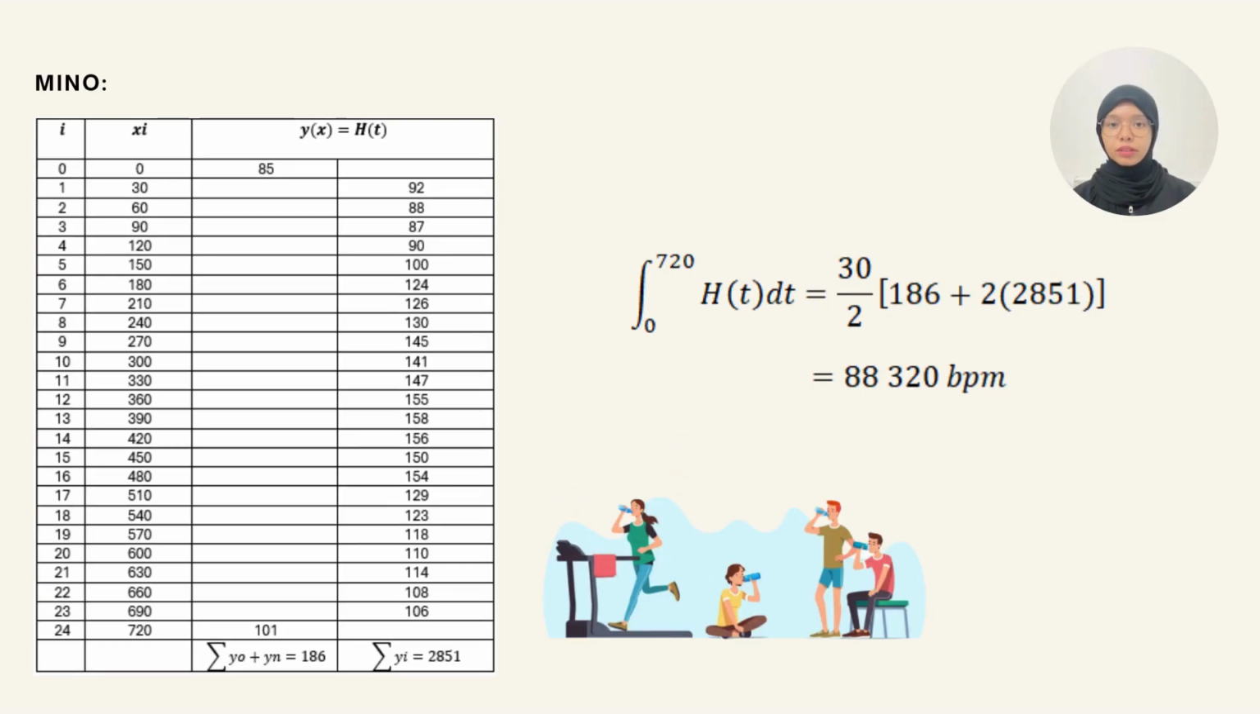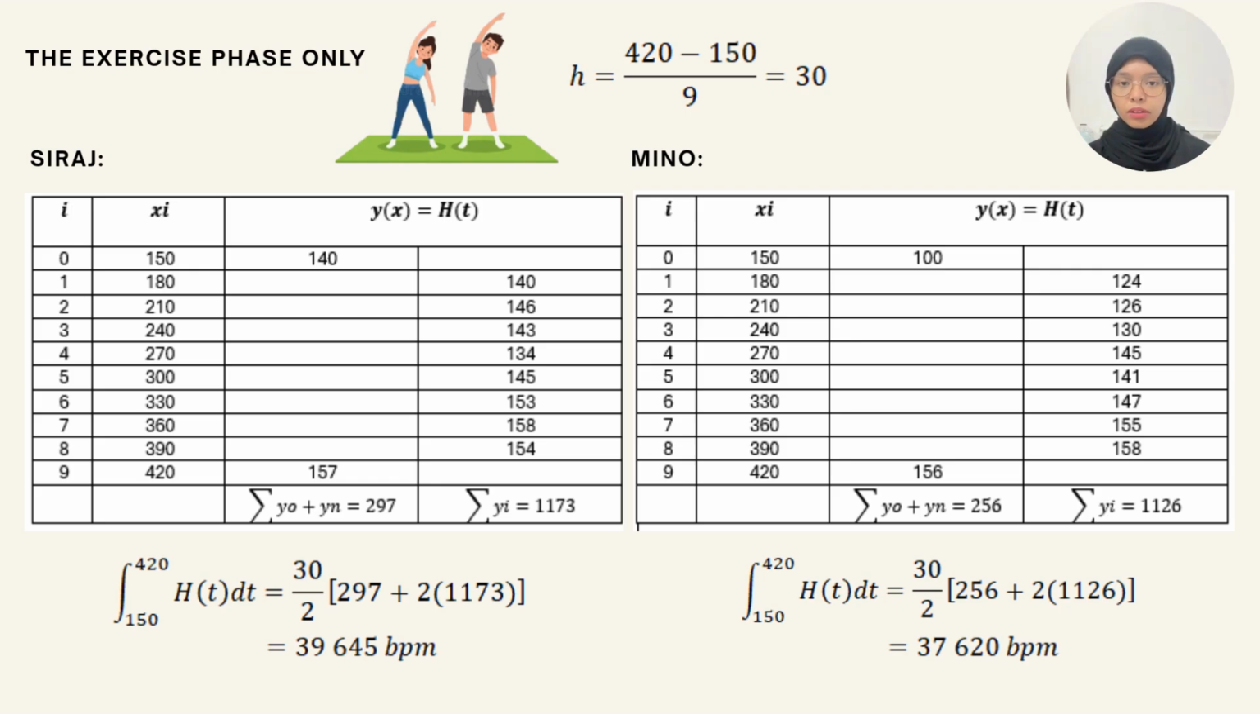For Mino, the same trapezoidal method and time interval are used. From the result, the total workload for Mino is 88320 beats per minute. For the exercise phase, the trapezoidal rule is used to estimate the total heart rate response from 150 to 420 seconds using equal time intervals.